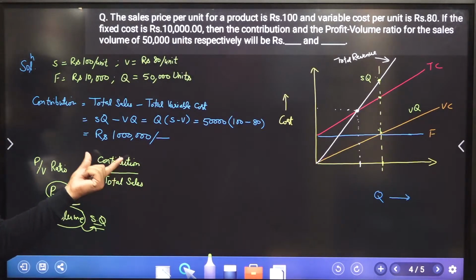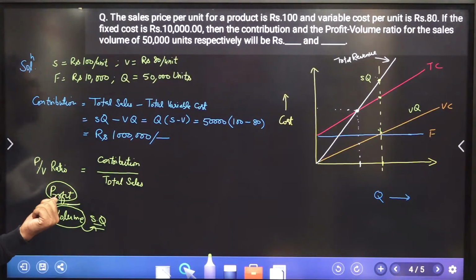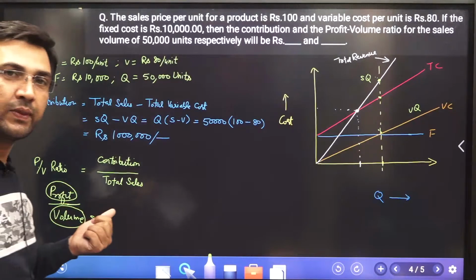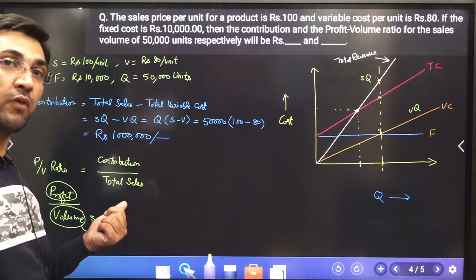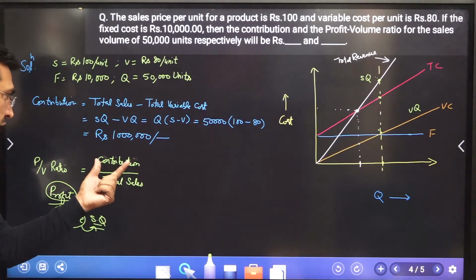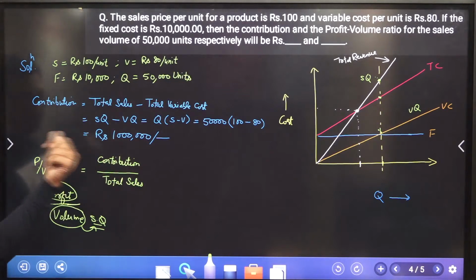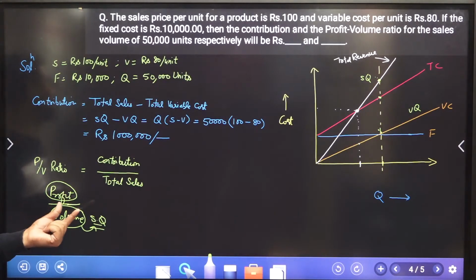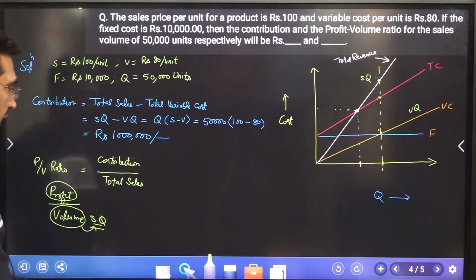So I want more contribution. The more the contribution, the more contribution I will have towards the profit as well. That is how you have to interpret. So when we talk about this ratio, don't interpret it literally, that it must have been the ratio of profit over volume. No, you interpret it in terms of contribution. The more the contribution, the more it may have contributed towards the profit. That is how you have to interpret. So you can remember it that way easily.